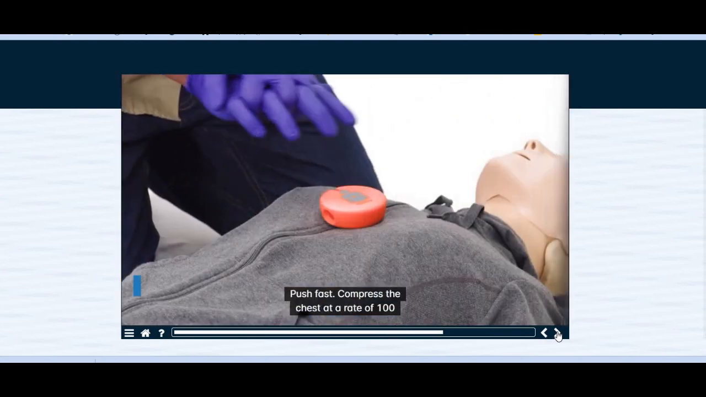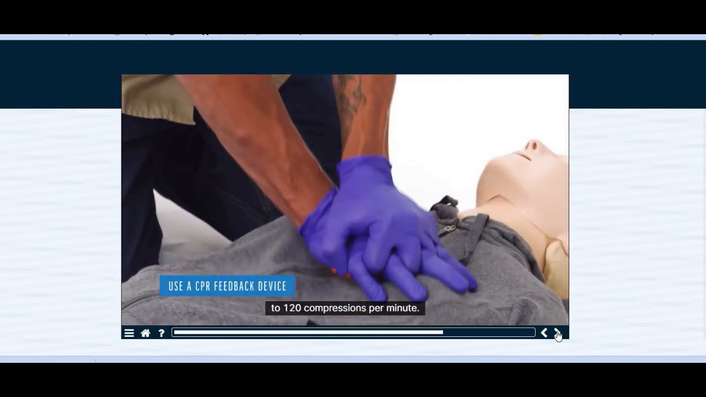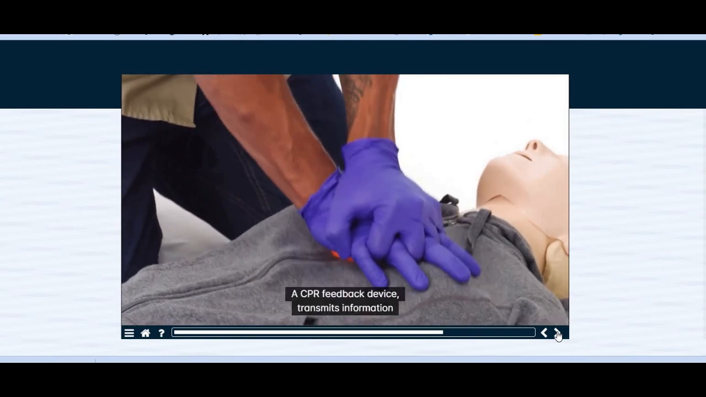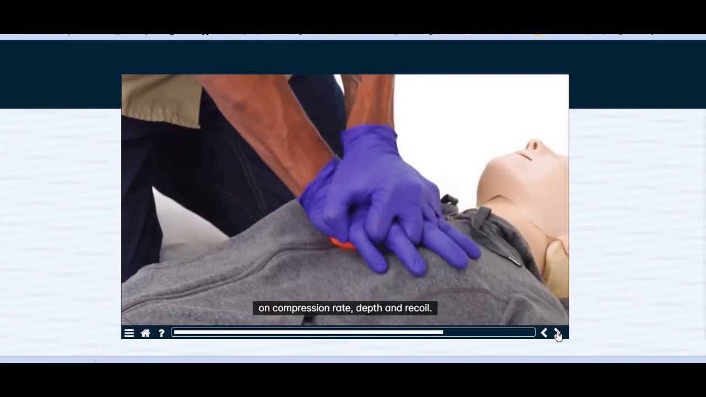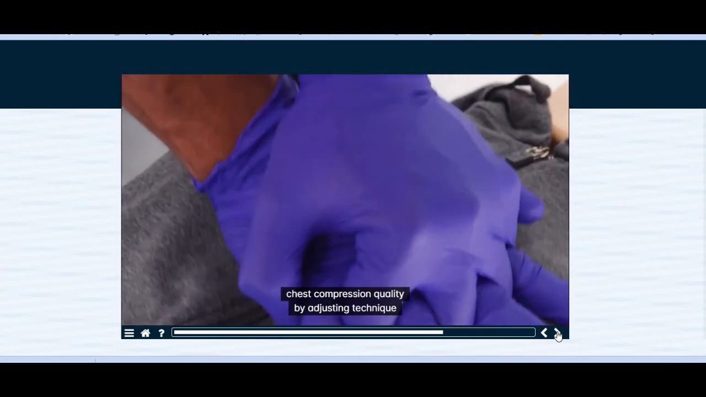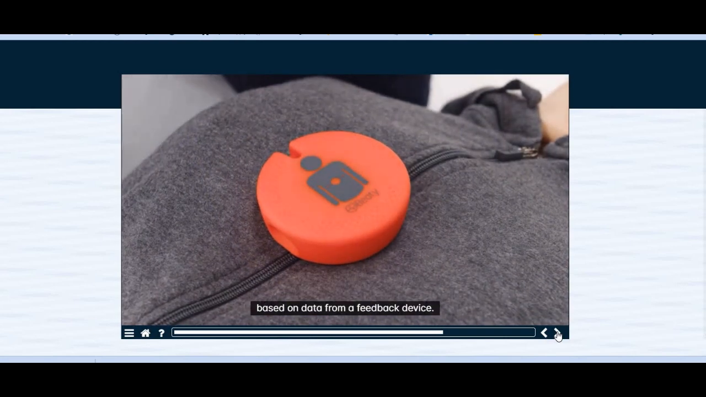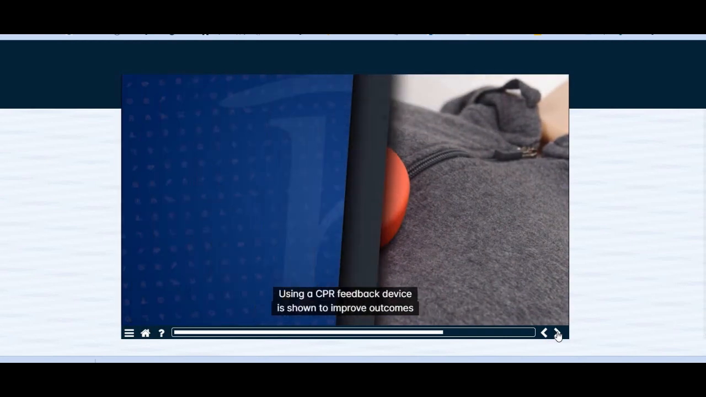A CPR feedback device transmits information on compression rate, depth, and recoil. Providers can significantly improve chest compression quality by adjusting technique based on data from a feedback device. Using a CPR feedback device is shown to improve outcomes and is recommended during CPR training and in real-life resuscitation attempts.